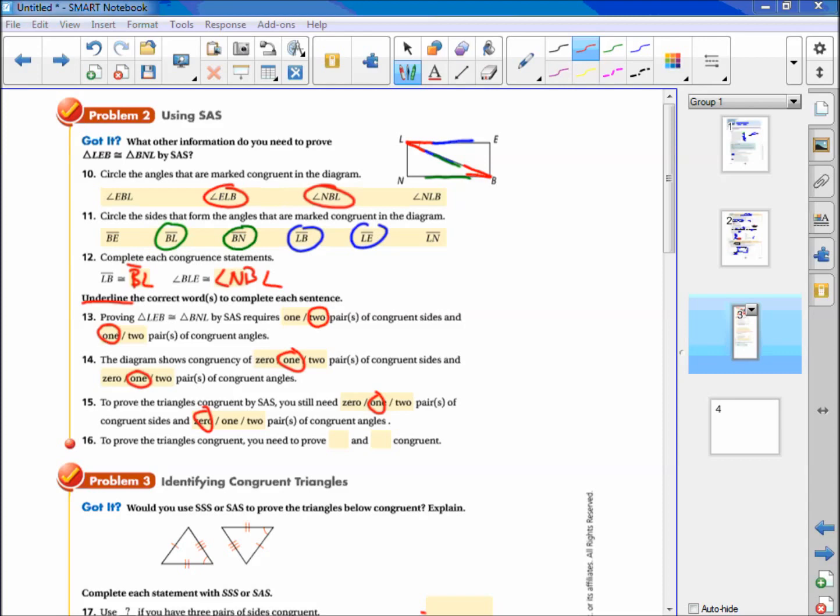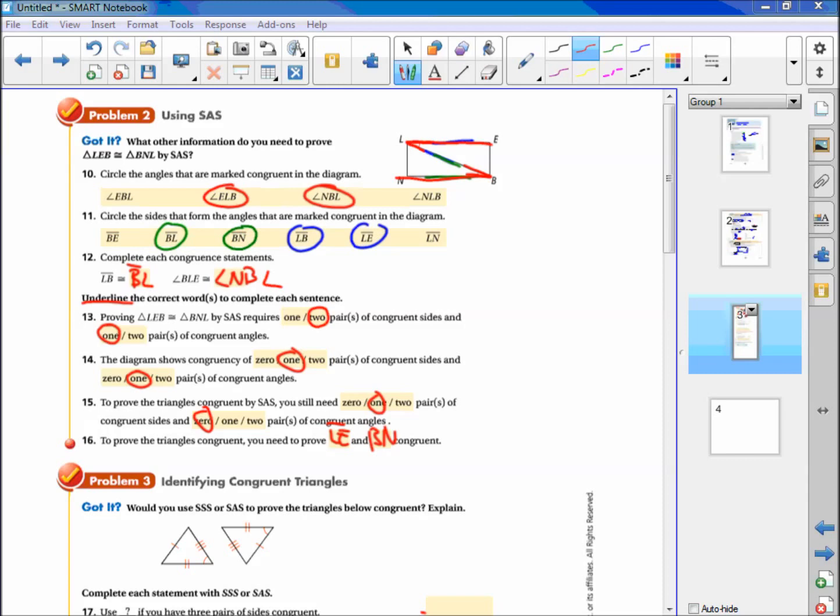And to prove the triangles are congruent, you need to prove, let's see, which pair of sides do we need? So we need this one, LE, and we need this one, BN. Okay, we already got the one in between, we just need the other one. So the top and the bottom of this.